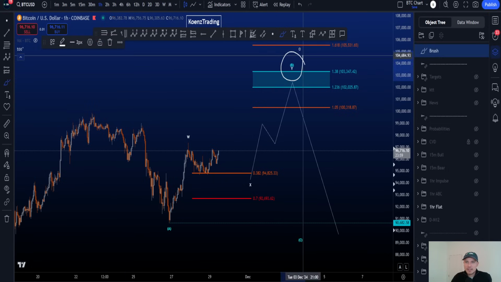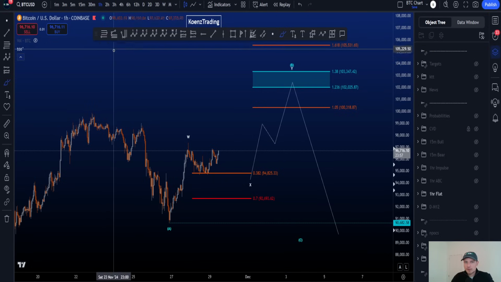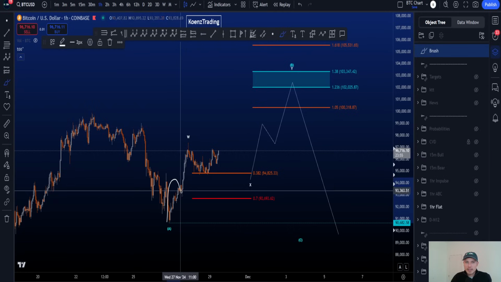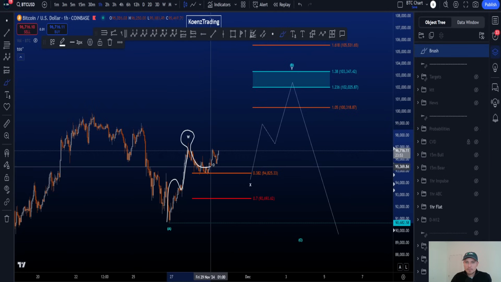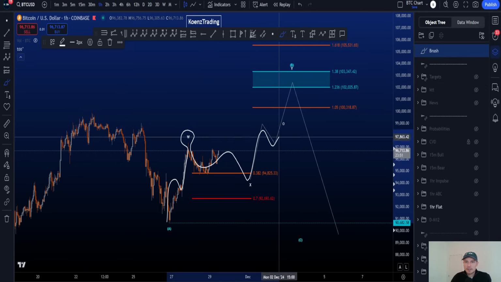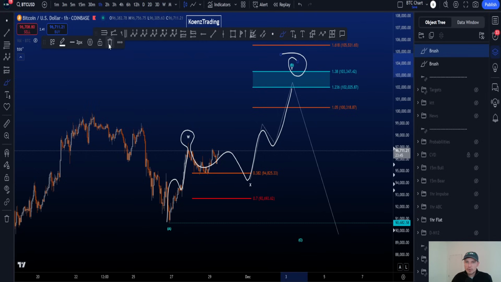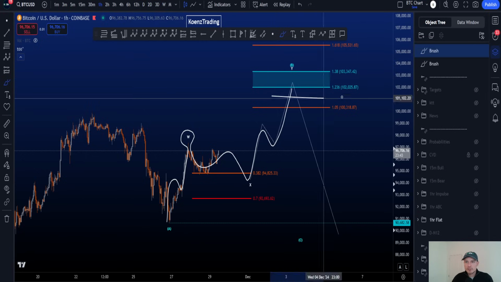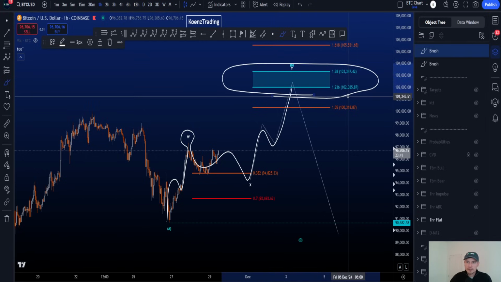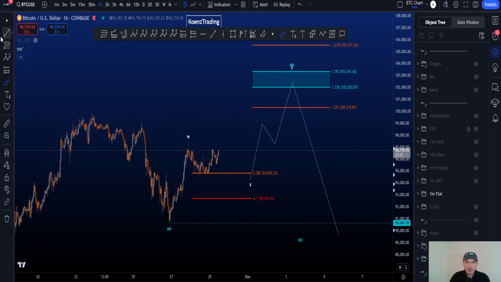And then inside this wave B here, we look for a double zigzag. Being an ABC in wave W, you look for a 3-wave X and then a 3-wave move to the upside in a wave Y, which then finishes your blue wave B. Now the common target for B here is on the chart, which is the blue area, 102K to 103.4K.